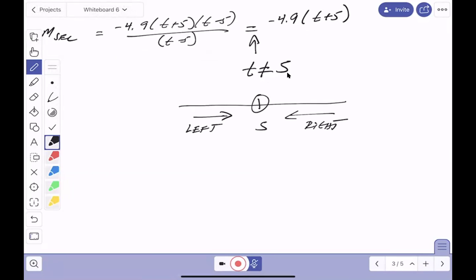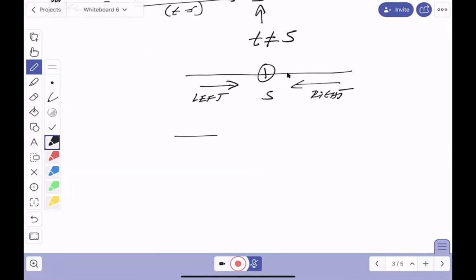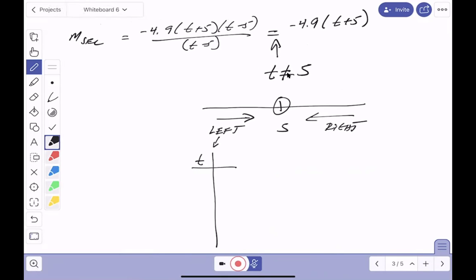Don't be discouraged. You're looking. That's all we're doing. I'm going to make a left table. T from the left. What's a good number to the left of 5? I'm going to say 4.9. What's another good number from the left? I'm going to say 4.99. I want to get closer, right? 4.999.